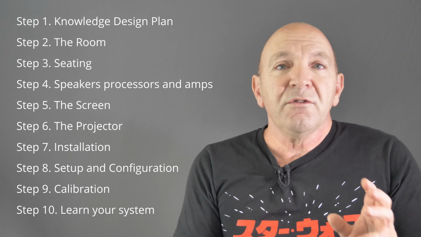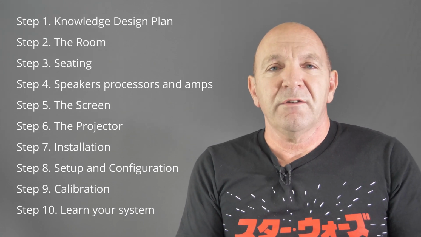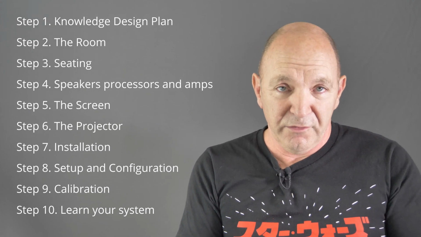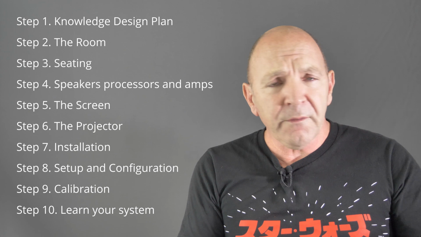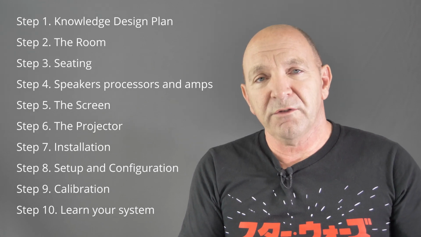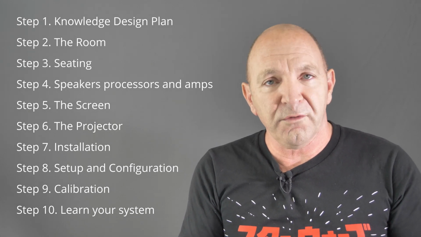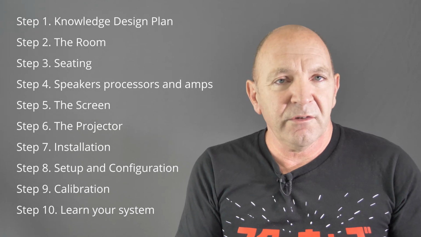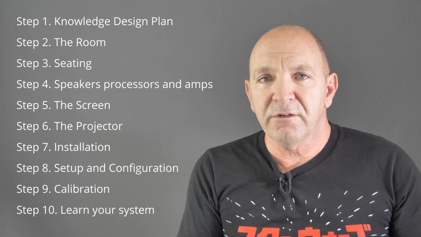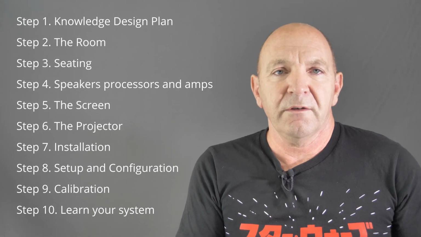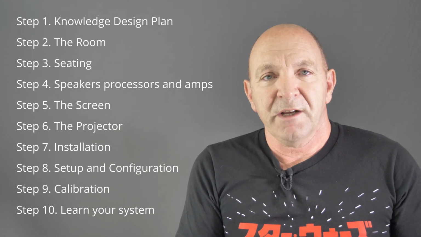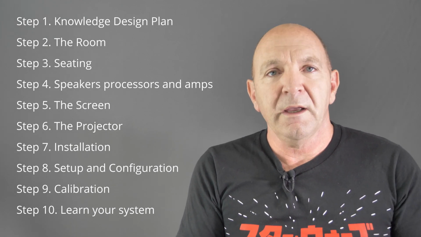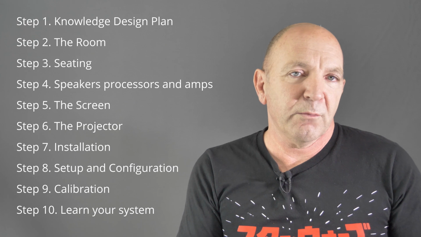Step 4, speakers, processors, and amplifiers. Get a grip on that. You have to work a lot of things out to make sure these 3 all work together and that they're going to work in your room with your seats at the distance they are for all seats. Step 5, selecting a screen. Not as easy as it sounds. A lot of calculations to do. Make sure you get it right. Same goes for the projector, making sure that the projector is going to work with the screen in the room and with all of the formats that you intend to watch.